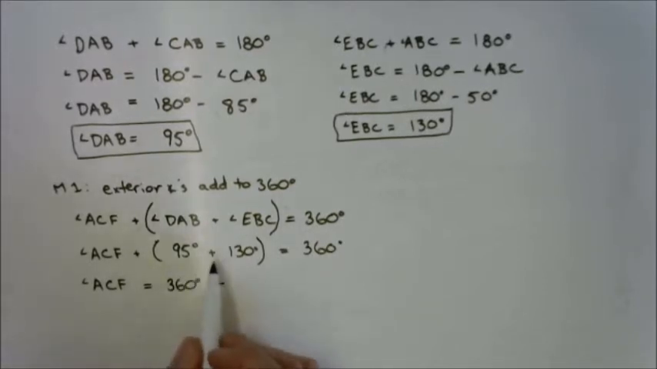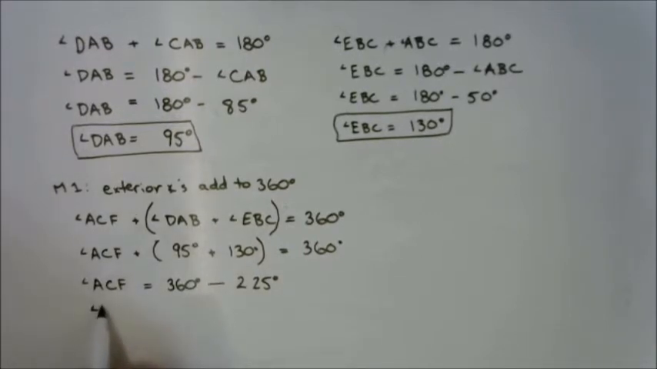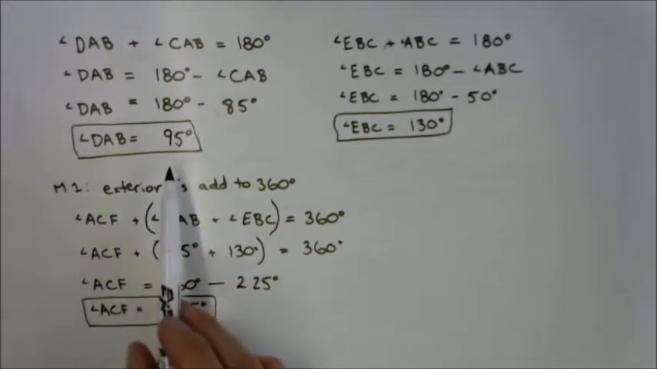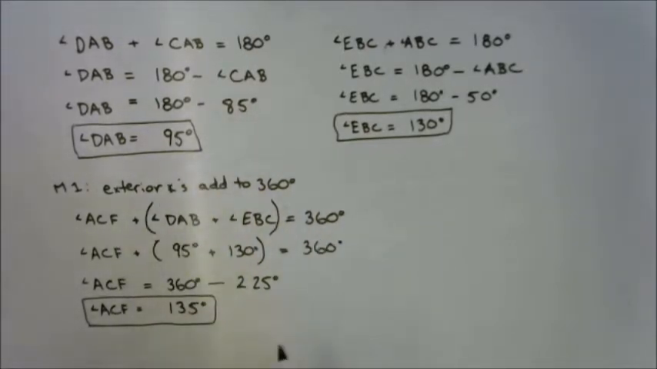So I'm going to add this group together, which is 225. I'm going to subtract that from both sides. And now we have the measure of ACF. It equals 360 minus 225, which is 135 degrees. Okay? This is one way to get that third angle. You know that the exterior angles need to add up to 360, so we just subtract the other two from 360, and here we go. Okay?